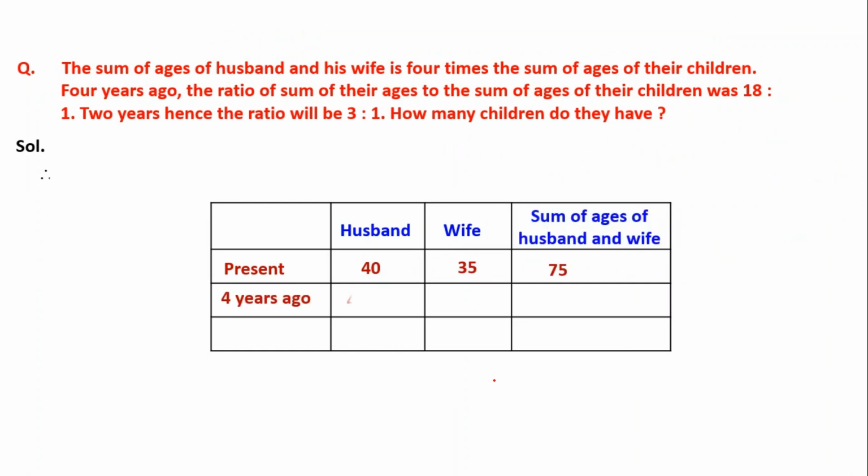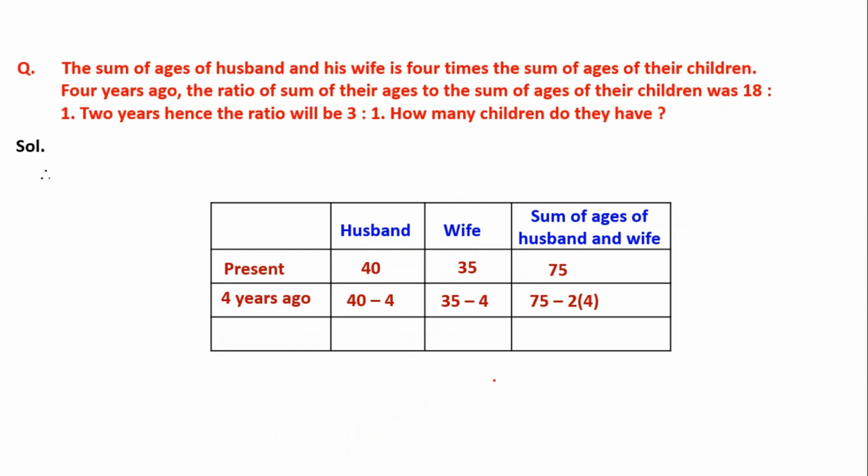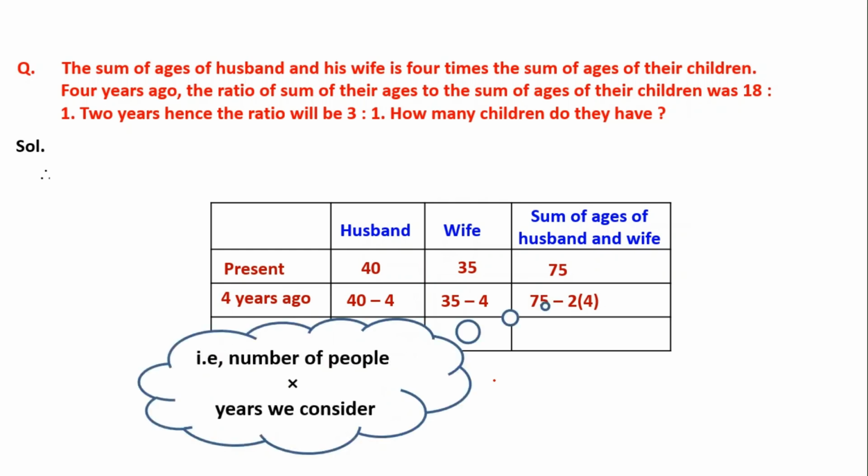So 4 years ago, 40 minus 4 and 35 minus 4. So their sum will be 75 minus 8. So we have to subtract twice the given value here. 4 years ago means 8 years in total, because both of them have minus 4. So 2 times 4. Is it right? So it is the number of people into the number of years we consider.